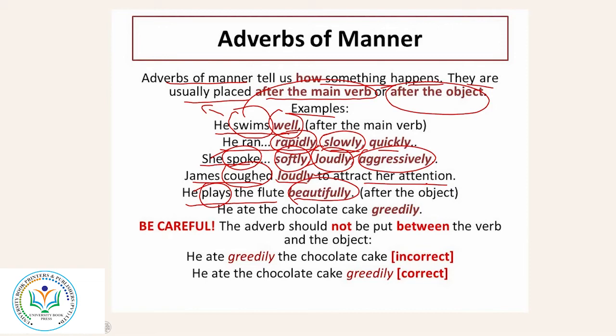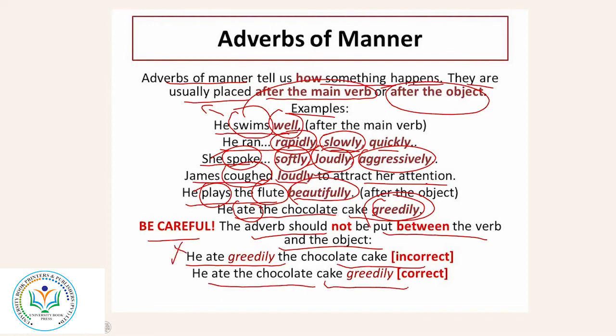Here the object is the chocolate cake. He ate the chocolate cake greedily. Ate is a verb here and greedily is, yes, an adverb of manner. But be careful, the adverb should not be put between the verb and the object. आपने adverb कभी भी verb और object के दरमियान में नहीं लगाना. जैसे कि he ate greedily the chocolate cake. It's incorrect. The correct one is he ate the chocolate cake greedily.